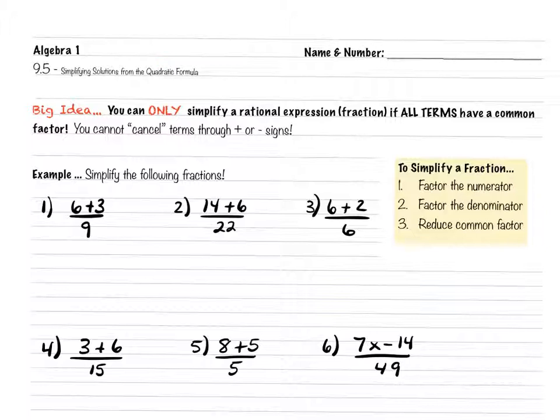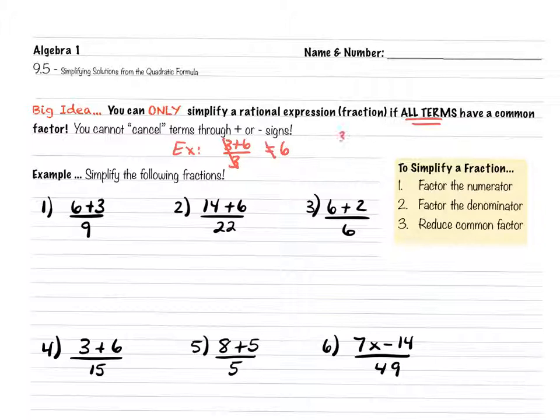Our main idea for today is making sure that we can only simplify fractions if all of the terms have a common factor. We can't just cancel out terms through plus or minus signs. So as an example, if I see something like 3 plus 6 over 3, I can't just cancel out the 3's and get the number 6, because that's dividing only one of the terms. If we need to divide all of the terms, they all need to have a common factor. So we can't just cancel them out like that.